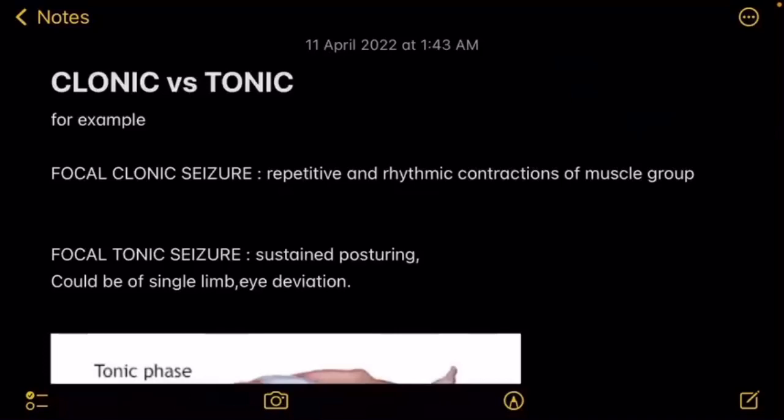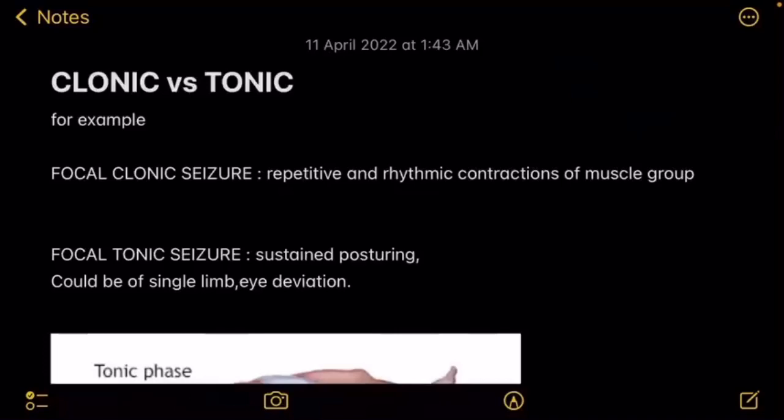Focal clonic seizures are basically repetitive and rhythmic contractions of a group of muscles. If it's a focal clonic seizure, there are many sorts of clonic seizure, but focal means a particular area or a particular organ or a particular site. The two words you need to remember are repetitive and rhythmic contractions. The contractions you'll be seeing are repetitive and rhythmic, in a jerky movement. So that should be your clonic seizure.